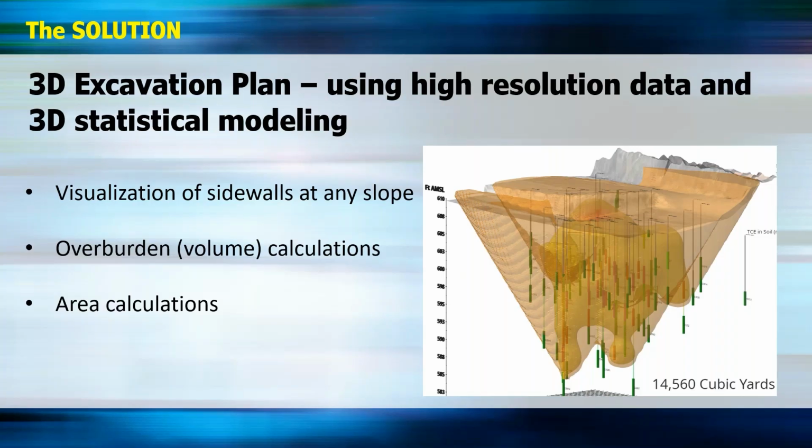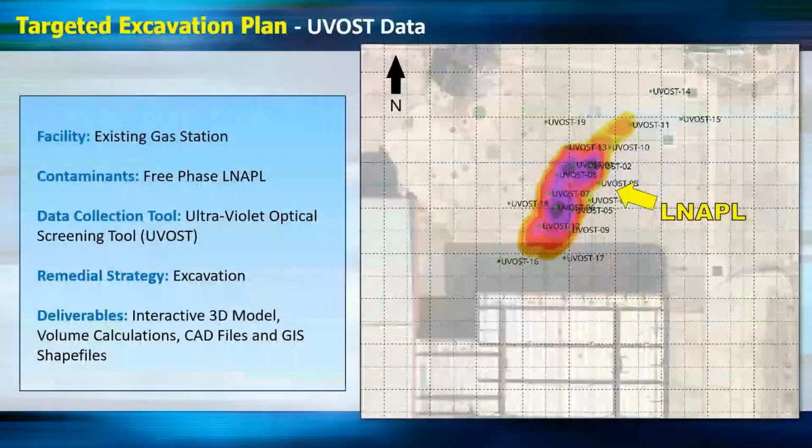So we'll go into one of these excavation plans that was done with UVOST data. This was an existing gas station where we found free phase LNAPL in the subsurface. You can see that in the image there. We used the ultraviolet optical screening tool, or UVOST by Dakota, to delineate this spill. The remediation strategy here was an excavation, and we provided a 3D model, volume calculations, and CAD and GIS shape files for use to design this plan.